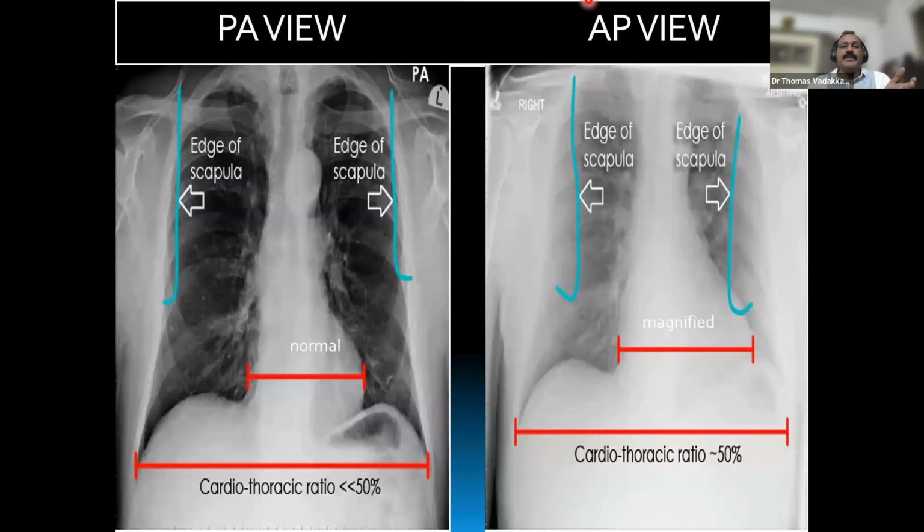So you can see the difference here. In the PA view, the scapula is away from the lung field, and the clavicle is at least 3 ribs below, at the posterior end of the ribs. And you can see the diaphragm is well seen, cardiac size is normal. But if you take the same patient's AP view, you can see the scapula is in the lung area, this area is not very clear, and the heart appears to be magnified. It is more than 50%, and the lower zones are very difficult to interpret in the AP view.